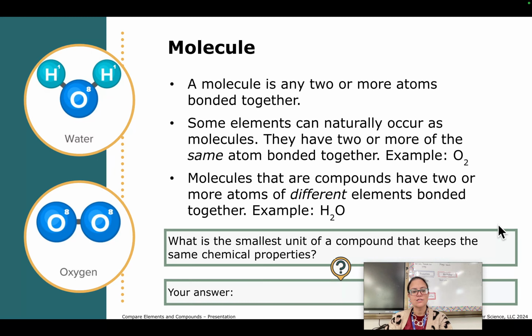bonded together. So for example, we have this H2O, which is again water. This is one molecule of water, but it's also a compound because you have two different types of atoms. Here we have one molecule of oxygen because it's two atoms combined, but it's an element because it's the same type of element.